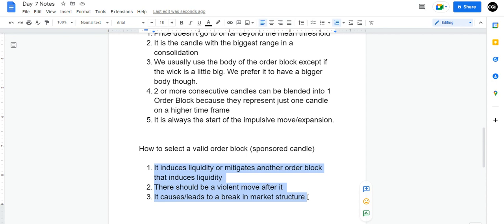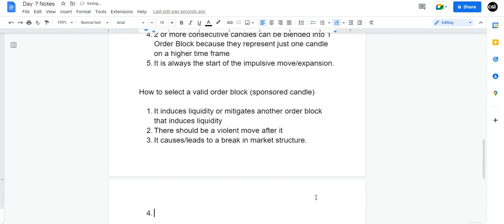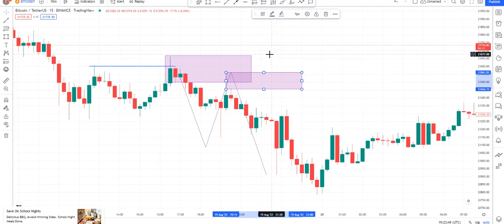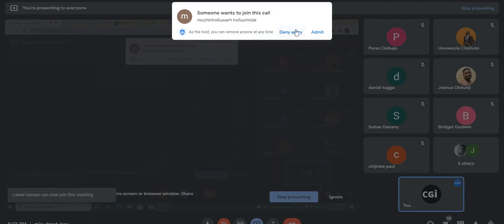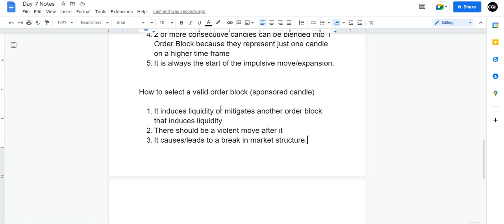I might also add something else, but let me ignore it for now since I've not got into liquidity. Let me leave it as these three. So rule one, it induces liquidity or mitigates another order block that induces liquidity, assuming that you understand this. Rule number two, there should be a violent move after it.